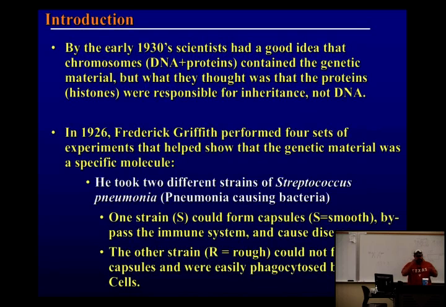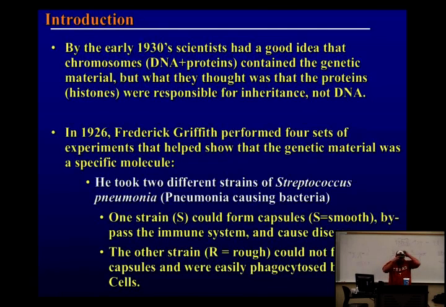So in the 1930s, scientists knew about chromosomes, right? And what are chromosomes made out of? DNA and histones, right? Protein. And so most scientists believed that the genetic material in the chromosomes was the proteins, not the DNA. Why do you think that is? Because they're responsible for making proteins. Well, they didn't know that, right?